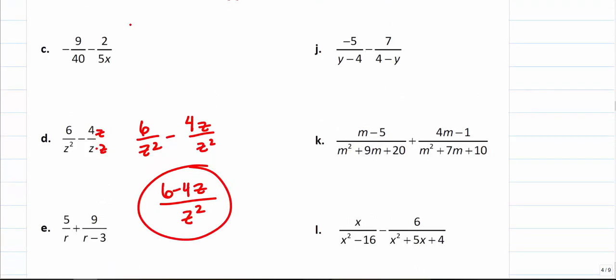You know, this one right here, since 5 goes into 40, 40x would be your LCD. So you would multiply this by 8 and this by x. So they both would be 40x. But I'm going to do these and email them in a separate handout. So that's going to be this lesson.